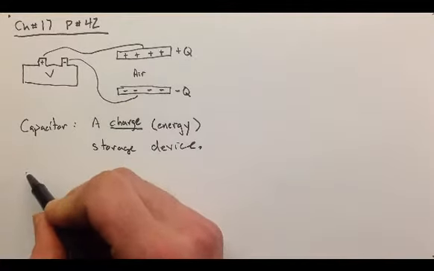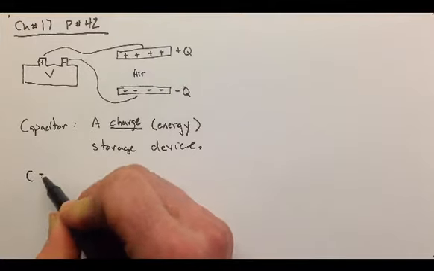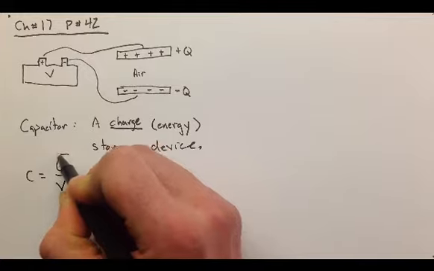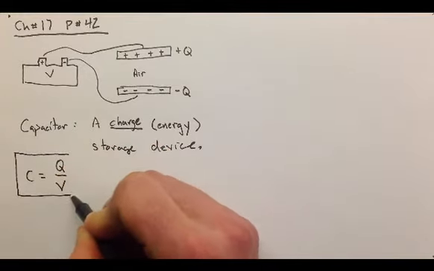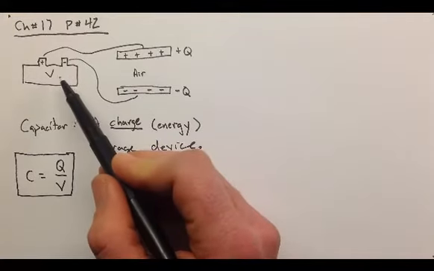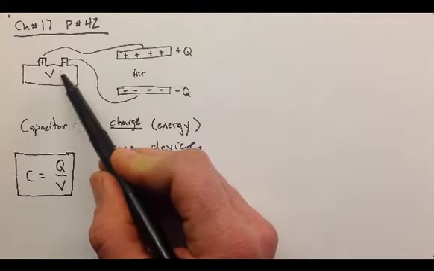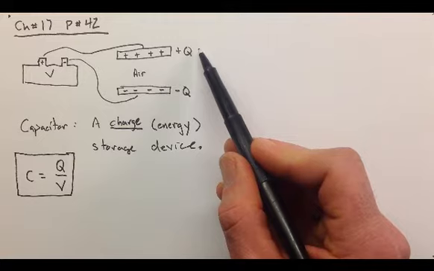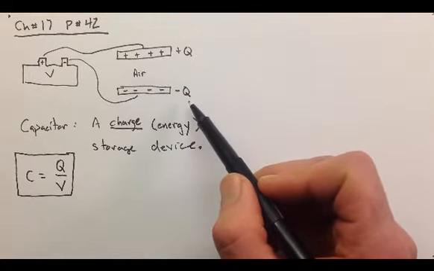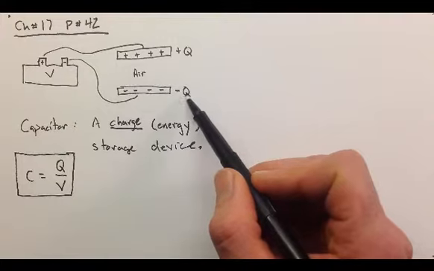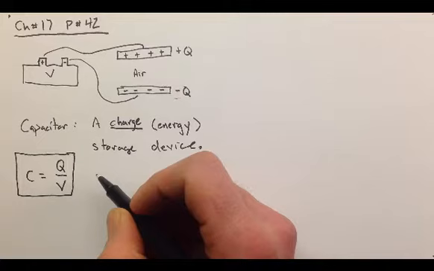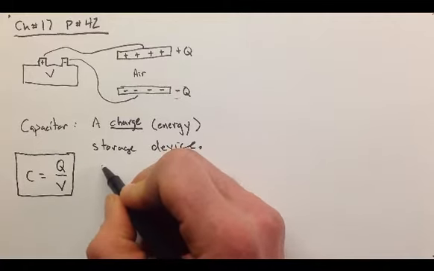Now, the capacitance of a capacitor is defined to be the amount of charge the capacitor can hold per unit voltage. Okay? So, if I had a 1 volt battery here, and that 1 volt battery was able to put 1 coulomb of positive charge on the top plate, and 1 coulomb of negative charge on the bottom plate with only 1 volt, we would call that a 1 farad capacitor.